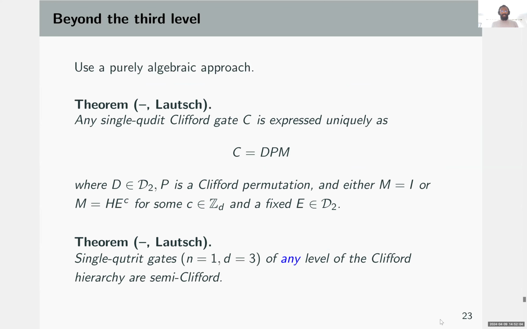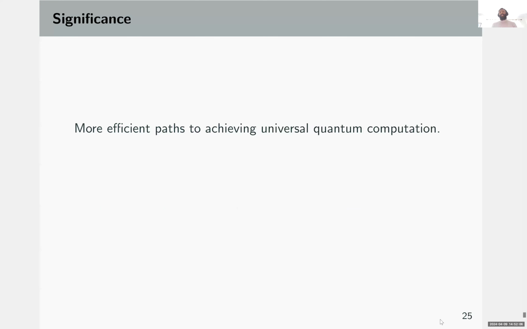So I'll just summarize by saying that the point of all that perhaps seemingly needlessly complicated math is that it has a very practical upshot, which is that we get much more efficient paths to achieving universal quantum computation. So there are many more gates that we can use in order to achieve universal quantum computing. And it applies for any dimension.